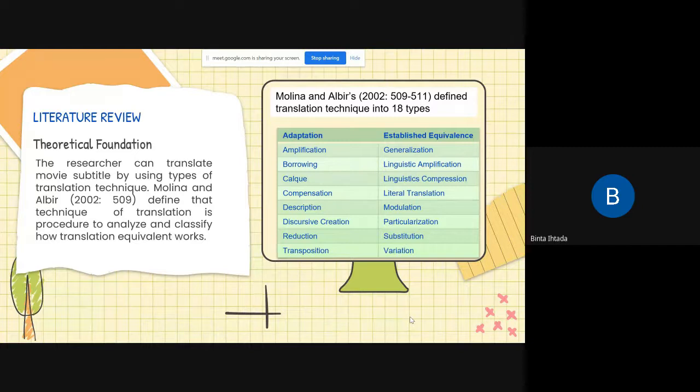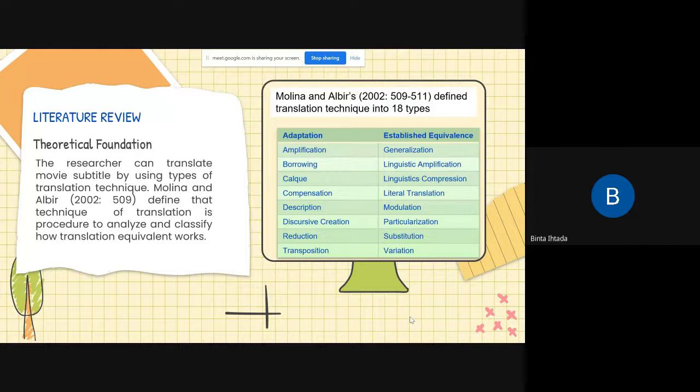Next is discursive creation. Discursive creation often appears when translating the title of a movie, book, or novel. If we want to translate with discursive creation, we must know everything about the work. For example, the source language is "The Godfather." This is the title of a film, and in the target language it can be translated as "Sang Godfather." This is more suitable as a title in a movie.